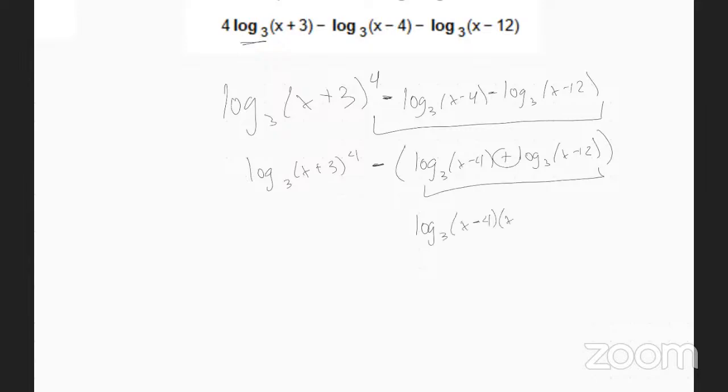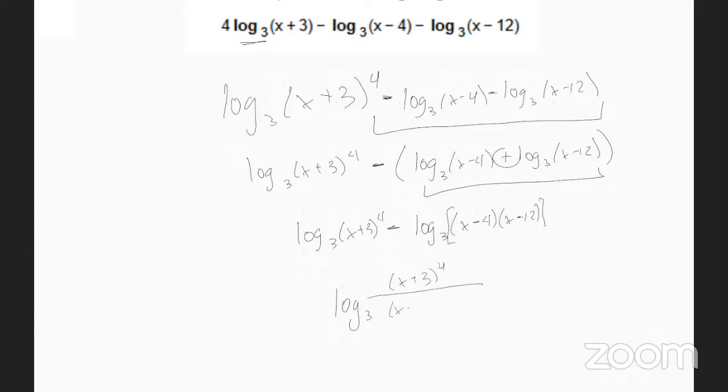And that's the whole thing being subtracted. And then what do I do when I'm subtracting two things? You would divide. So x plus 3 stays on the top, and this goes to the bottom: x minus 4 times x minus 12.